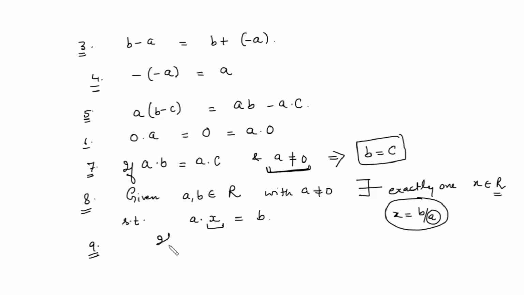Now the ninth is, if A is non-zero, then the inverse of B by A can be written as B into A inverse. In the same way, A inverse is nothing but 1 by A, provided A is non-zero. Only then can you talk about A inverse, 1 by A.